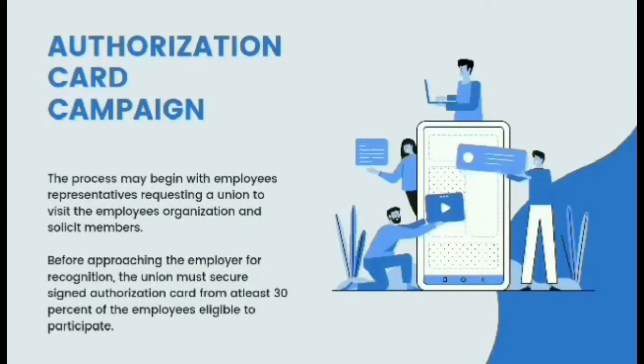Authorization card campaign. The process may begin with employee representatives requesting a union to visit the employees' organization and solicit members. The union itself might initiate the membership drive using methods as old as picket lines or as new as the latest social media to promote their benefit to workers. Before approaching the employer for recognition, the union must secure signed authorization cards from at least 30% of the employees eligible to participate.